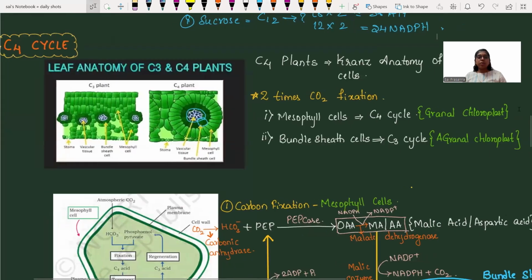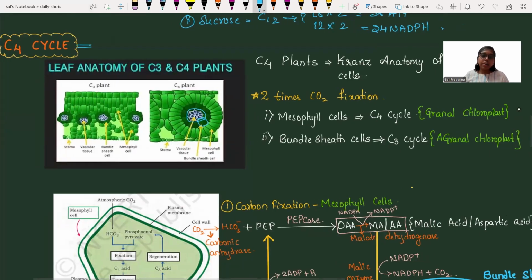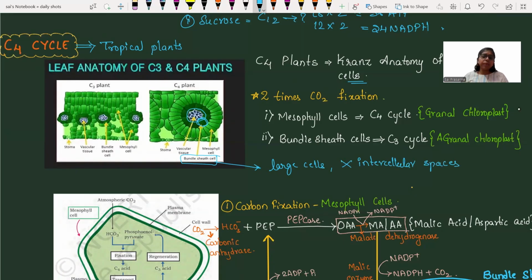Now let us enter into the C4 cycle. As I have already told you, this happens in most of the tropical plants, those which live in hot conditions. These plants have a very good adaptation called bundle sheath cells. If you can see here clearly, there are vascular bundles, and covering these vascular bundles you have large cells called bundle sheath cells, large cells with no intercellular spaces. These can be one to many layers around the vascular bundles.